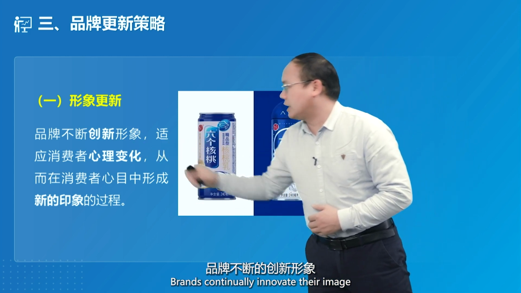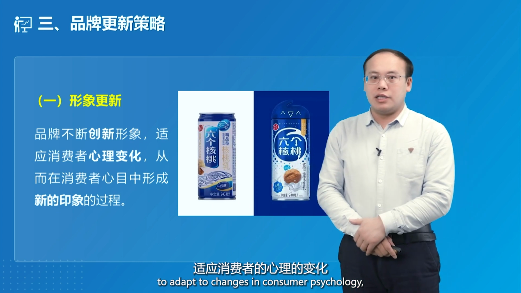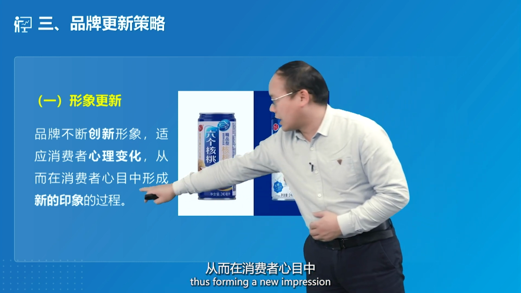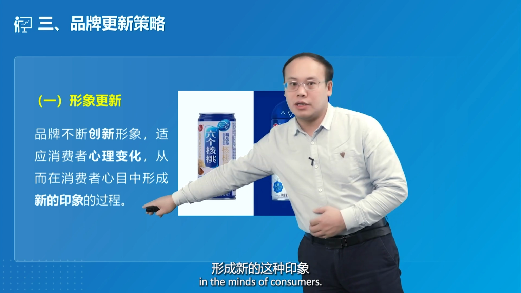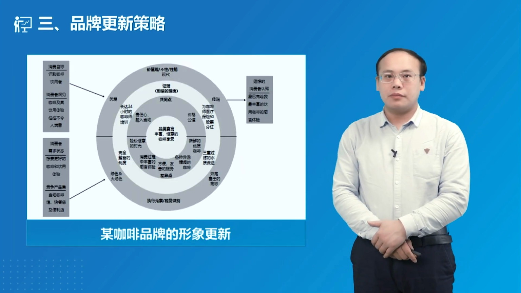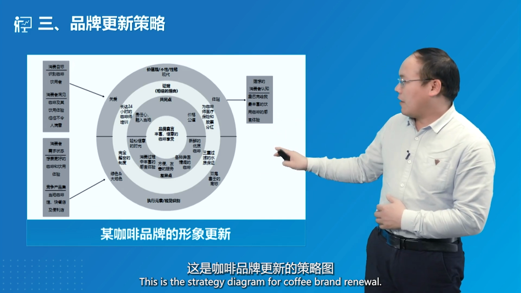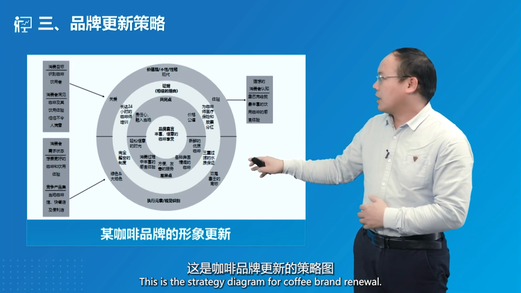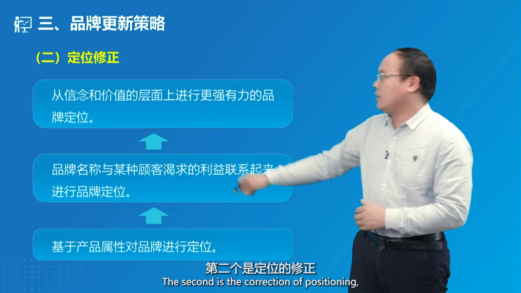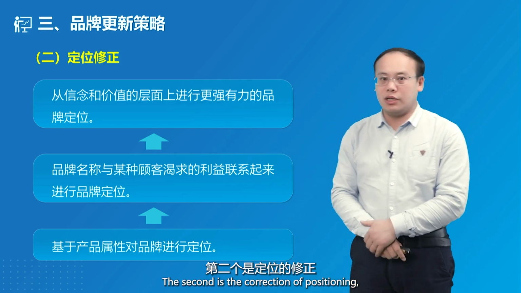Brands continually innovate their image to adapt to changes in consumer psychology, thus forming a new impression in the minds of consumers. This is the strategy diagram for coffee brand renewal. The second is the correction of positioning.